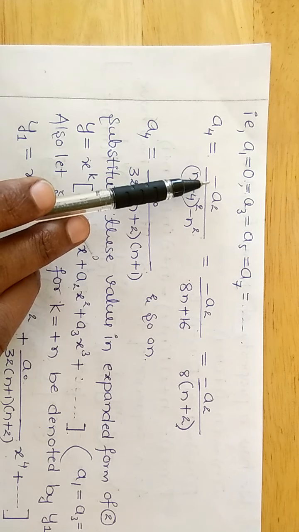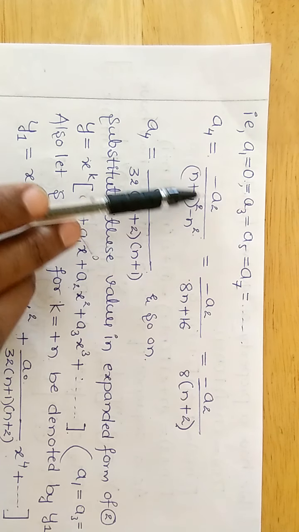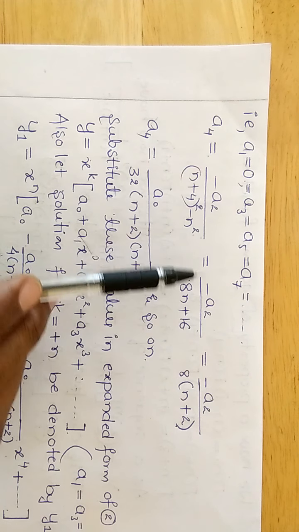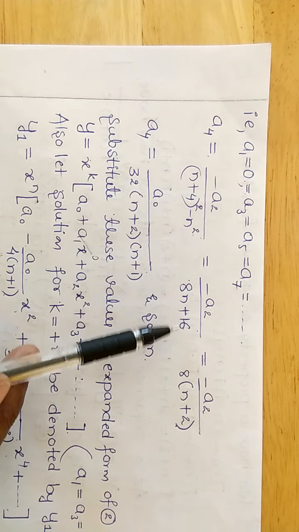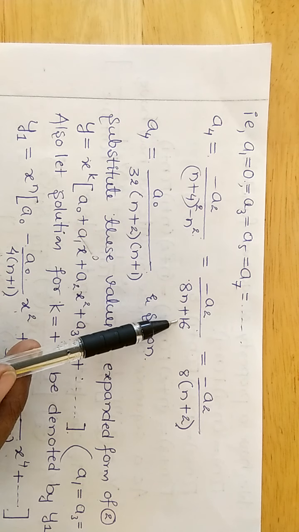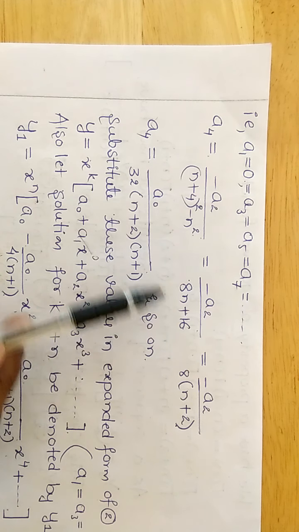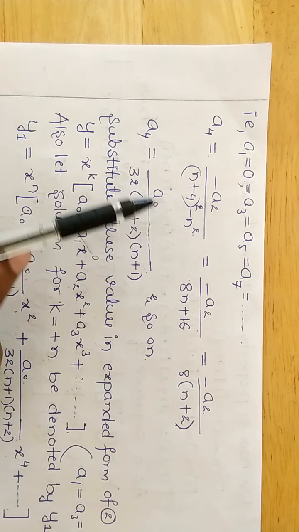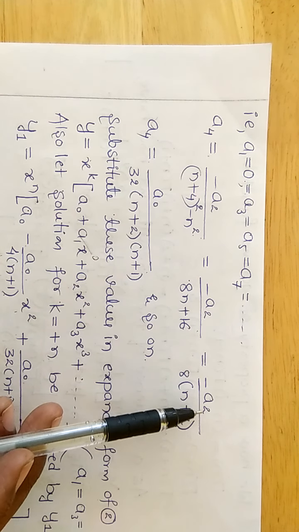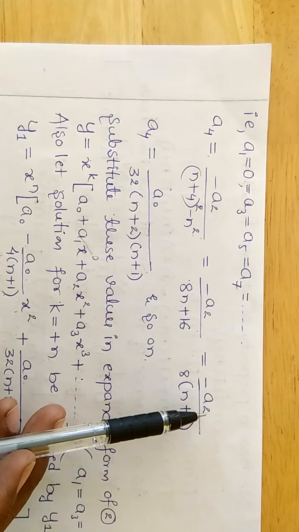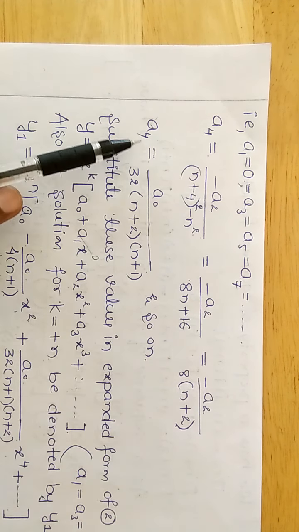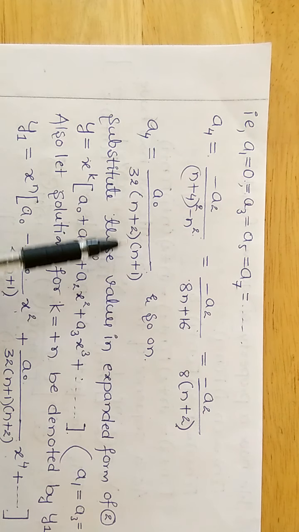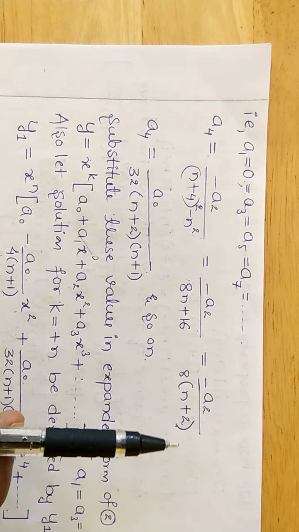a4 is equal to minus of a2 divided by (n plus 4) whole square minus n square. Simplify, we get minus a2 divided by 8n plus 16. 8 is common in the denominator, take it out, so minus a2 divided by 8 into (n plus 2). We have the value of a2, substitute it in this one, we get a4 is equal to a naught divided by 32 into (n plus 2) into (n plus 1), and so on.